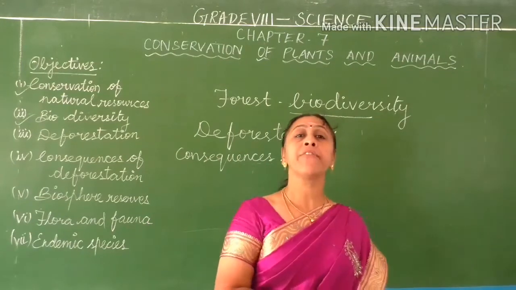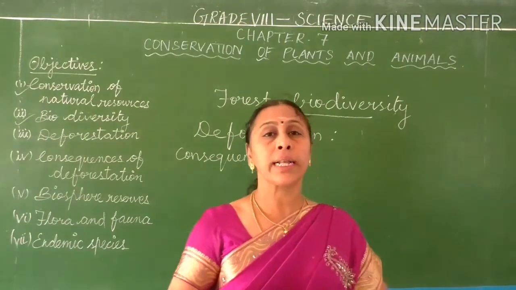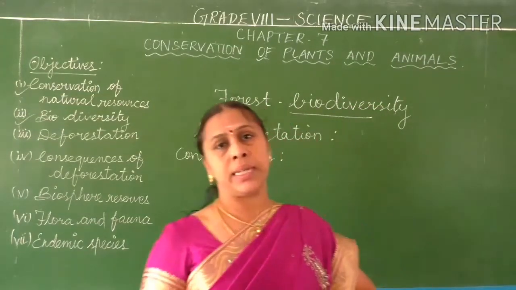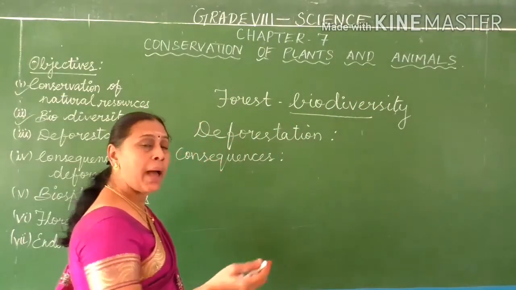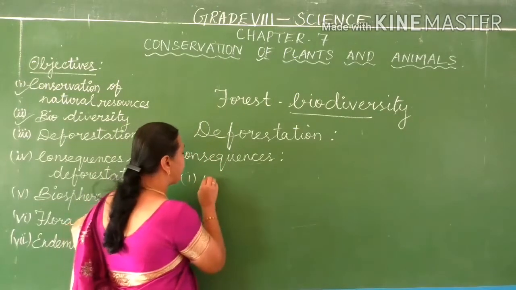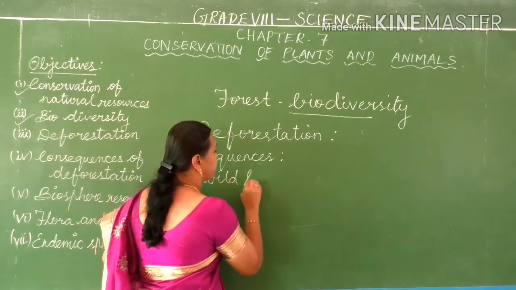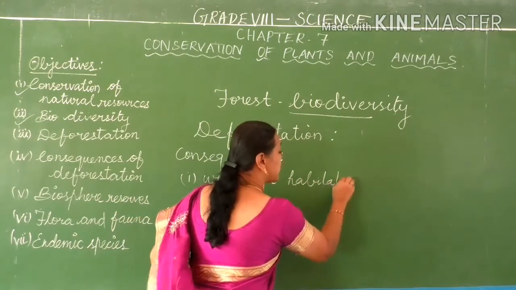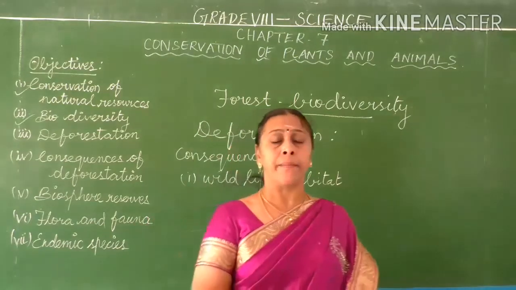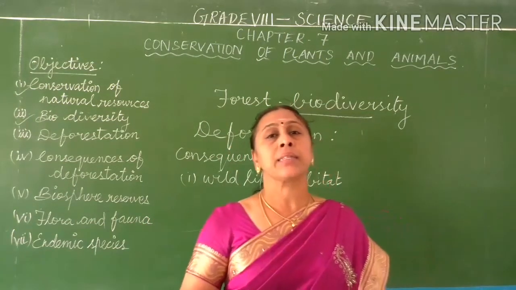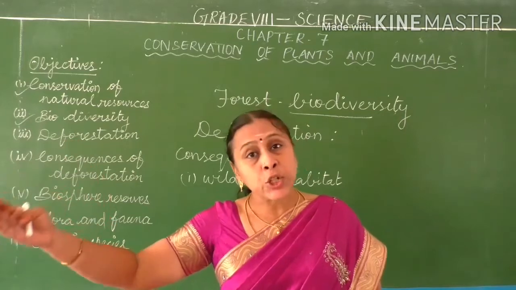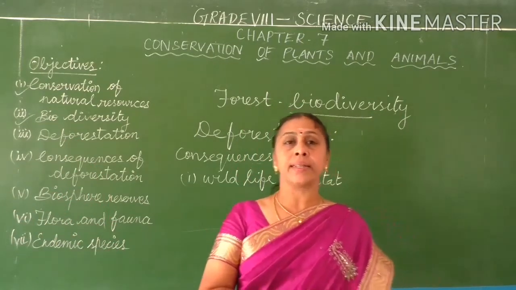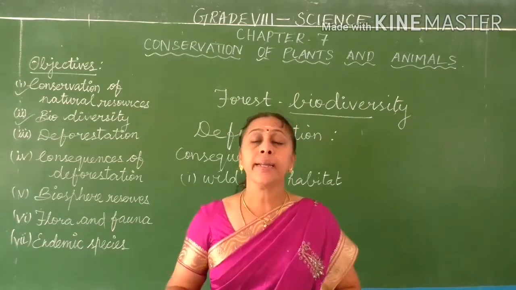What will happen if the forests are cut down, if the forests are destroyed? Those are called the consequences. Naturally, what will happen? Wildlife habitat will be destroyed. What is that wildlife? The animals which are living in their natural habitat, that is in the forest, their habitat, that is the living place, will get destroyed.